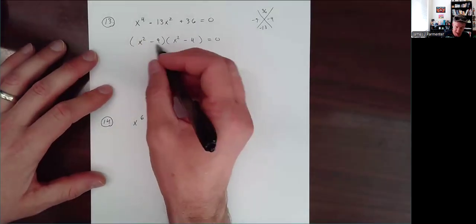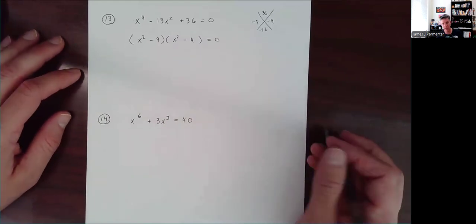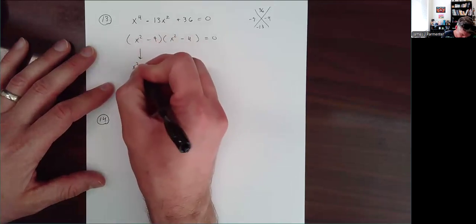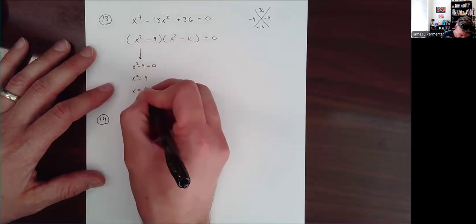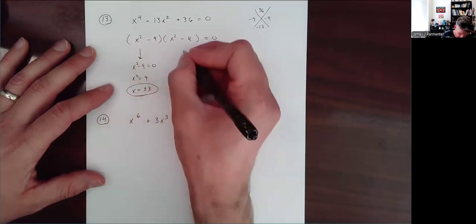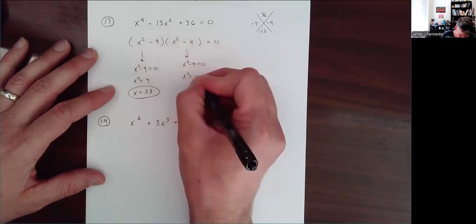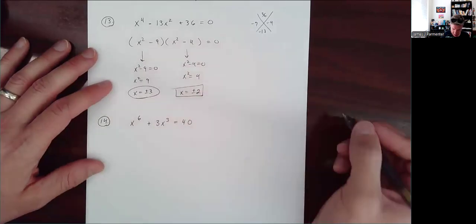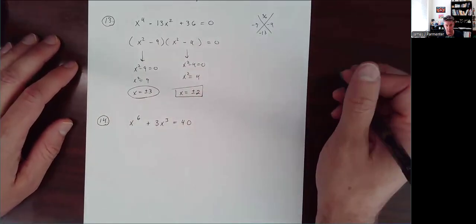And then we could actually factor this one further, or we could just set each part equal to 0. I kind of like saying each part equal to 0 when you get to this stage. So I would probably say we have x squared minus 9 equal to 0. We have x squared equal to 9. We have x equal to plus or minus 3. Here we have x squared minus 4 equal to 0, x squared equal to 4, x equals plus or minus the square root of 4, which is plus or minus 2. So those are my 4 solutions to this equation, plus or minus 3 and plus or minus 2.